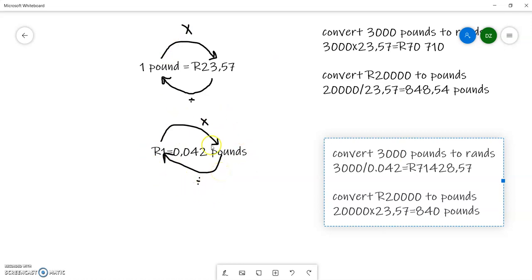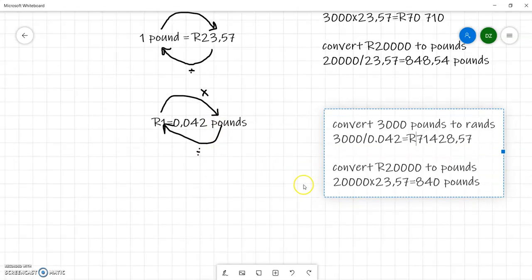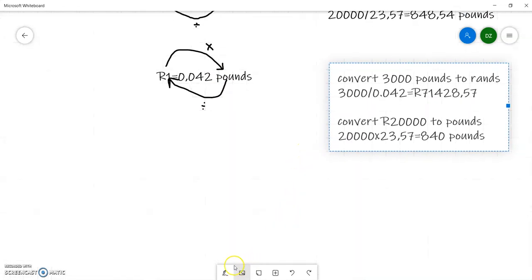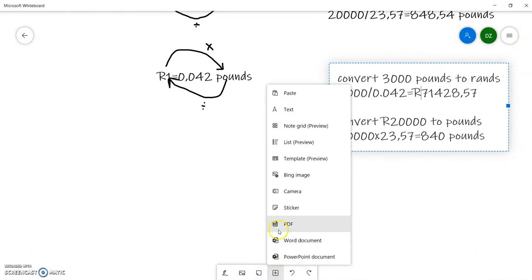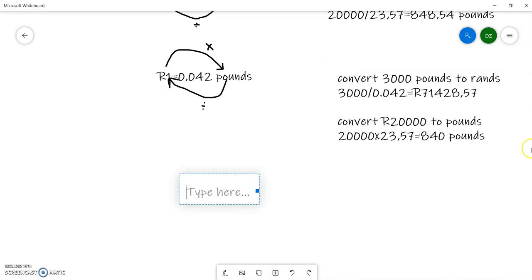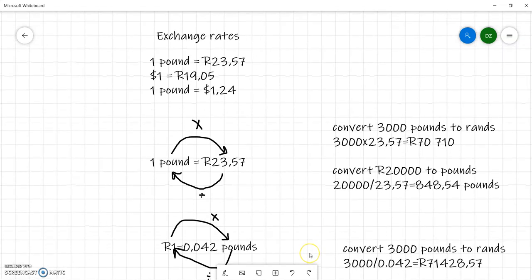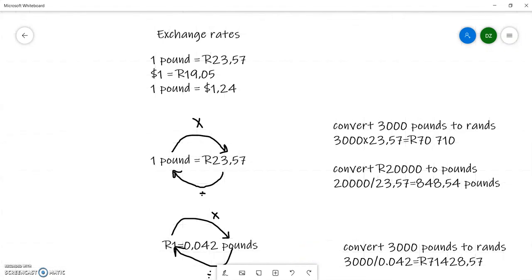But now I'm going to ask you another one. What happens if I give you something that is not 1 unit equals another unit? So let's say, let's use the fact that 1 pound equals 23 rand 57, $1.